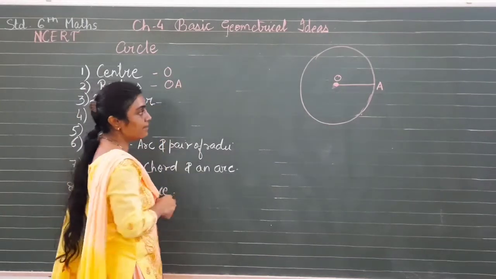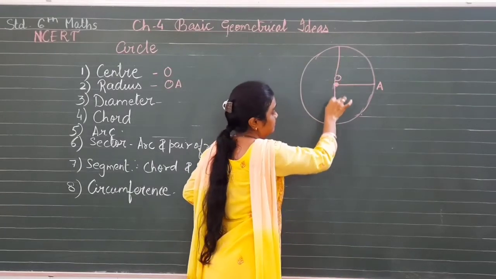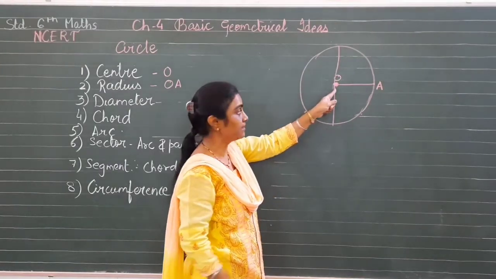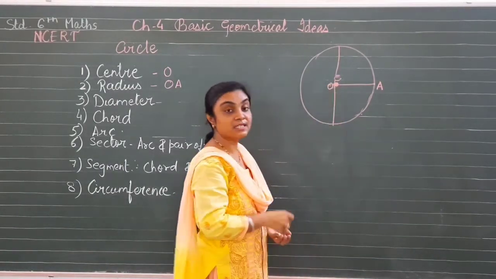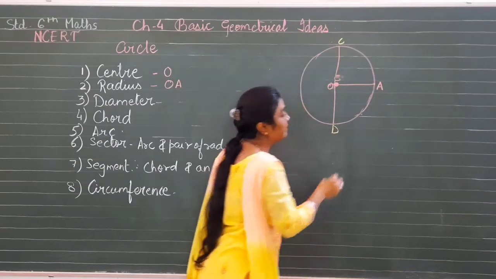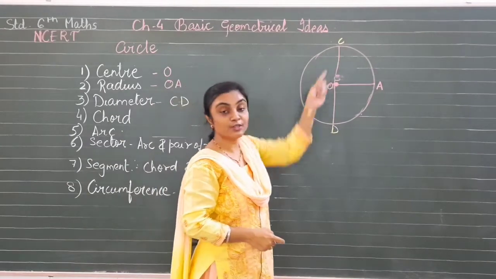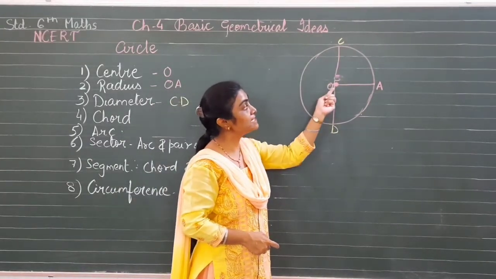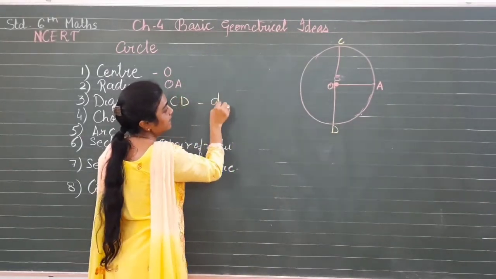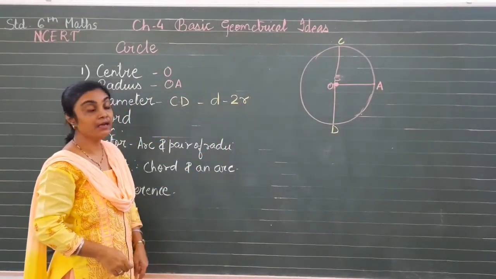Now let us see the diameter. The line which connects 2 points on the circle and meets at the center is called the diameter. So I am writing C and D. Here the diameter is CD. It connects the 2 points on the circle and it meets at point O. We can see that diameter is double the radius.